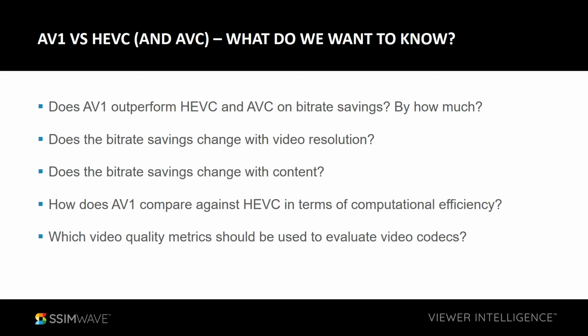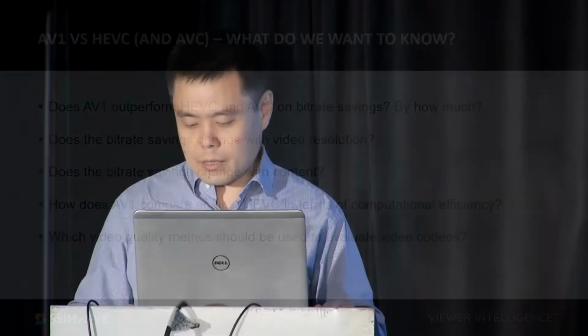First, does AV1 outperform HEVC or AVC on bitrate savings, and by how much? Second, does the bitrate savings change with video resolution? Third, does the bitrate savings change with content? We also care about how AV1 compares with HEVC in terms of computational complexity. And in the end, which video quality metrics should we use to evaluate video codecs? These are the questions in our mind, and then we did some testing.